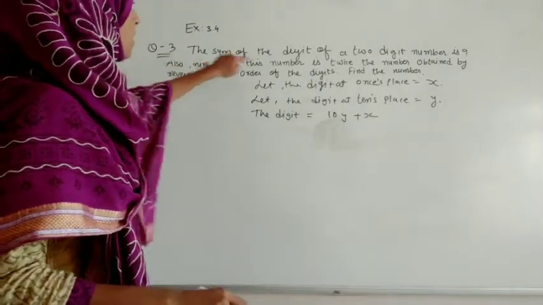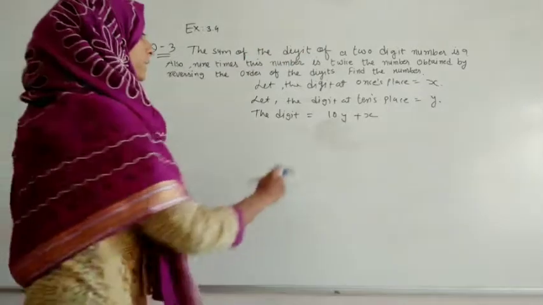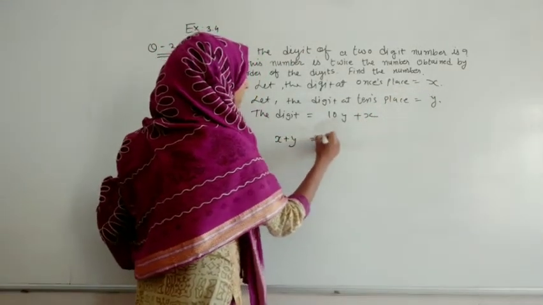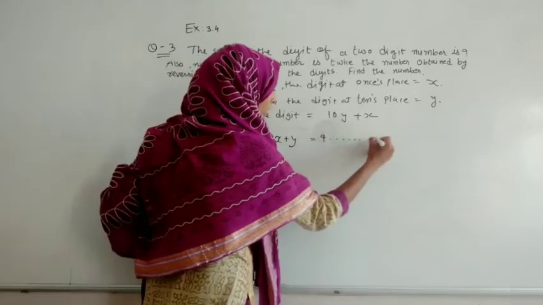Now let us read this statement. They said the sum of the digits of the two digit number is 9. Means when we are adding x plus y, that is becoming 9 and that is our equation number 1.